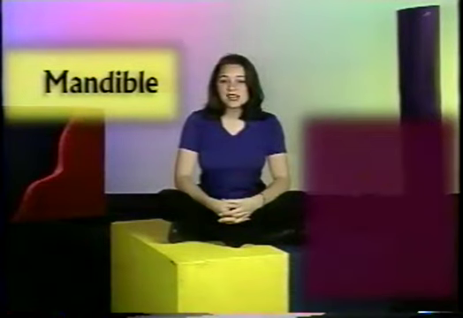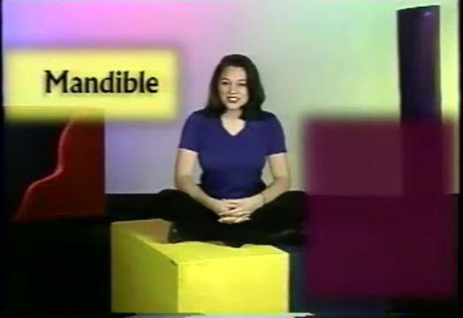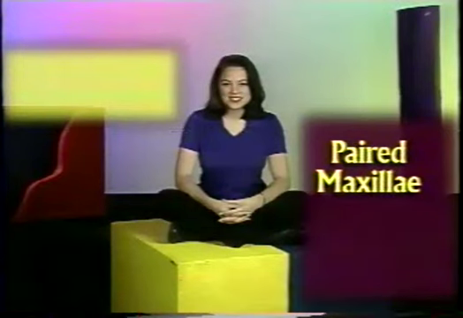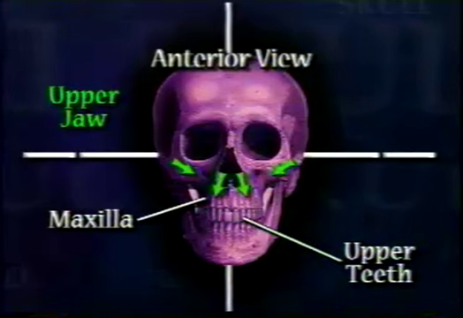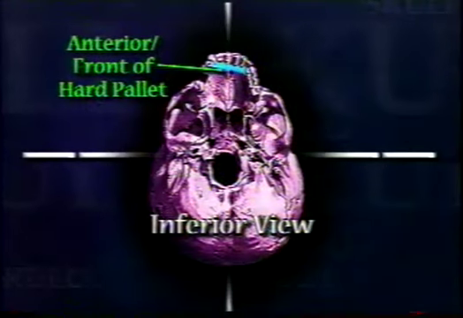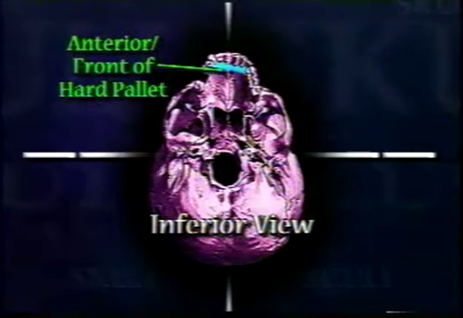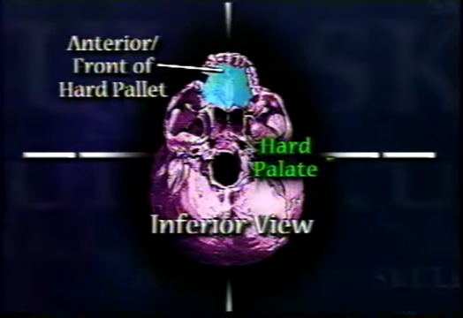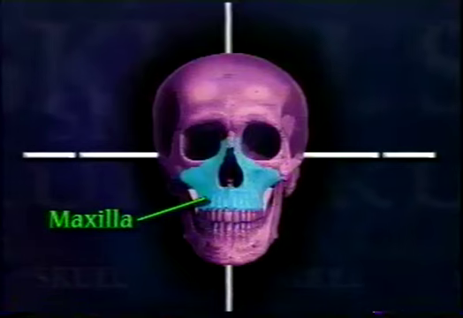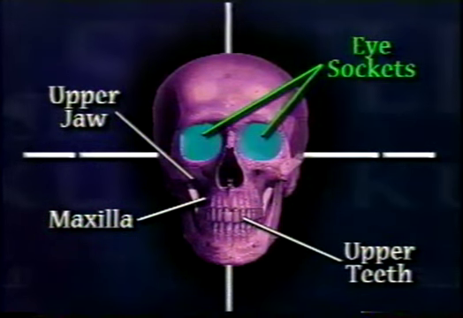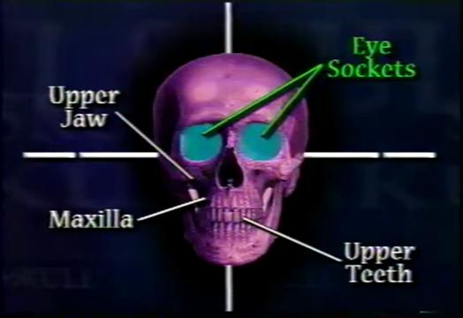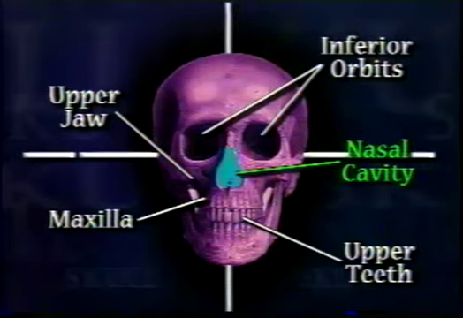Now, it's true the mandible is strong and works well for George Clooney and Jay Leno, but the paired maxillae are important facial bones. The paired maxillae anchor the upper teeth and form the upper jaw. They also form the anterior or front part of the hard palate. In everyday life, the hard palate is known as the roof of the mouth, but it doesn't stop there. The paired maxillae also form the inferior orbits. That's the lower part of the eye sockets. They even help form the nasal cavity.